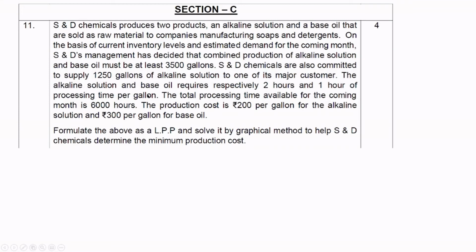The alkaline solution and base oil require respectively 2 hours and 1 hour of processing time per gallon. The total processing time available for the coming month is 6,000 hours. The production cost is Rs 200 per gallon for alkaline solution and Rs 300 per gallon for base oil. Formulate the above as a linear programming problem and solve it by graphical method to help S&D Chemicals determine the minimum production cost.